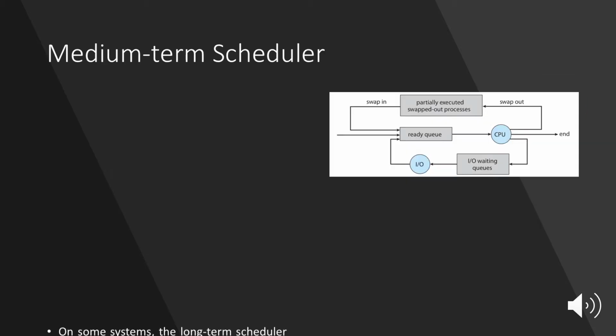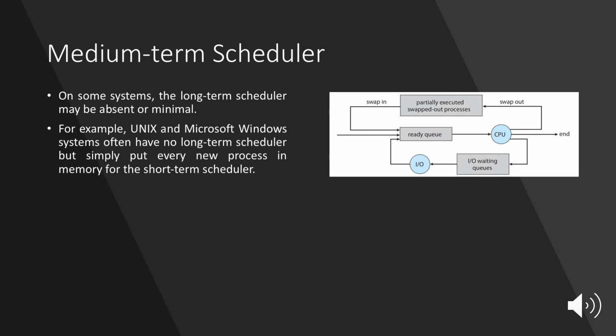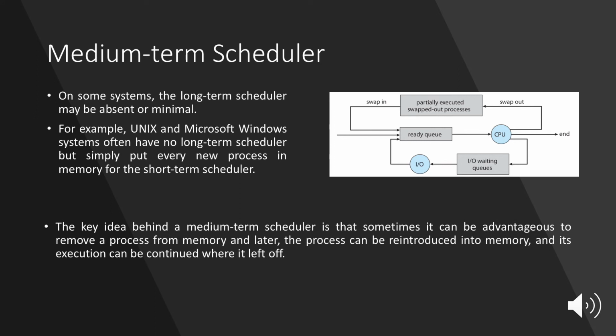Medium-term schedulers. On some systems, the long-term scheduler may be absent or minimal. For example, Unix and Microsoft Windows systems often have no long-term scheduler but simply put every new process in memory for the short-term scheduler. Some operating systems, such as time sharing systems, may introduce an additional intermediate level of scheduling, which is the medium-term scheduler. The key idea behind a medium-term scheduler is that sometimes it can be advantageous to remove a process from memory, and later the process can be reintroduced into memory and its execution can be continued where it left off.